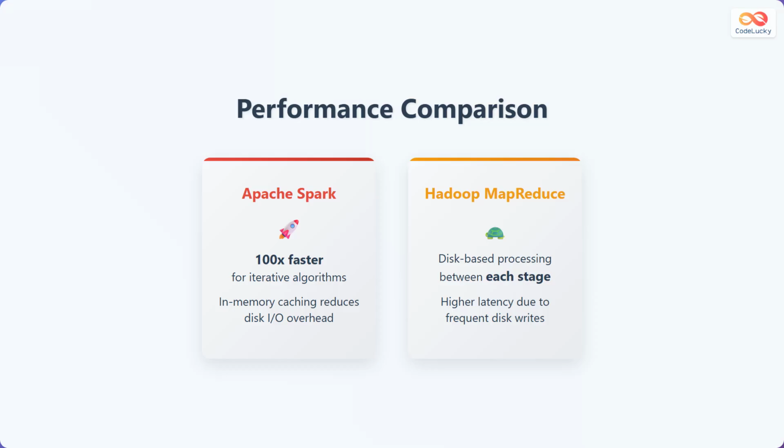Let's compare the performance of Spark and MapReduce. Apache Spark is much faster for iterative algorithms due to its in-memory processing. It reduces disk input-output overhead by caching data in memory. Hadoop MapReduce, on the other hand, uses disk-based processing between each stage, which leads to higher latency because of the frequent disk writes.